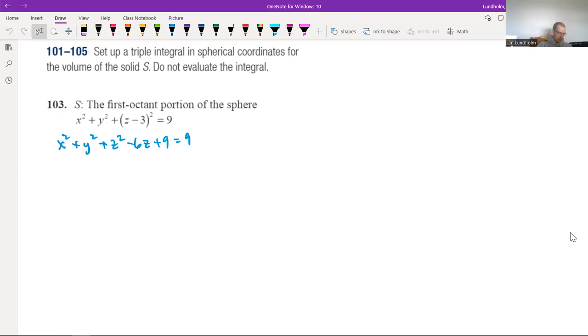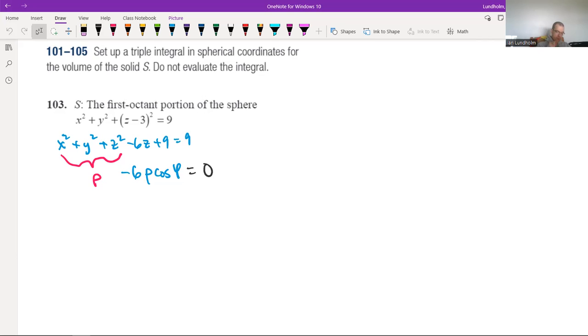The x squared plus y squared plus z squared is equal to rho squared, minus 6z will be minus 6 rho cosine phi. Rho cosine phi is how you get the z value in spherical coordinates. And then that plus 9 at the end, I'm going to subtract 9 from both sides, and we'd just be left with is equal to 0.